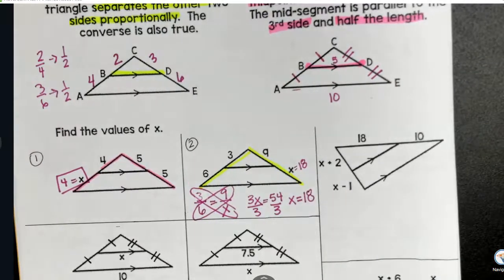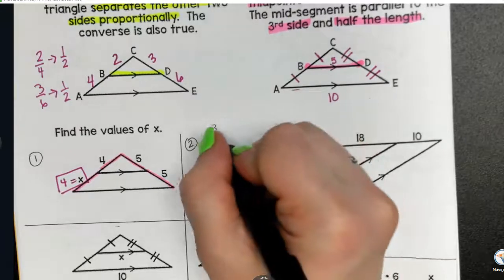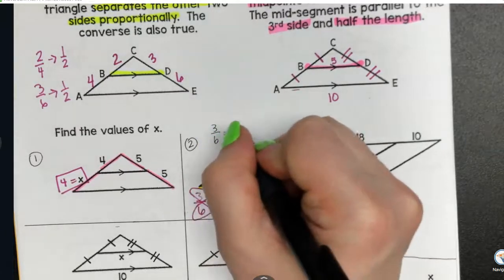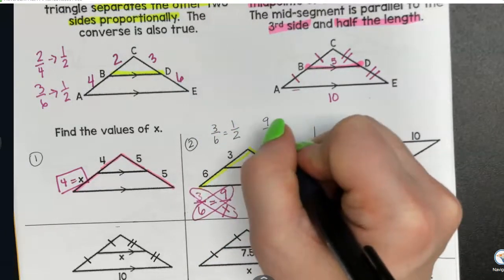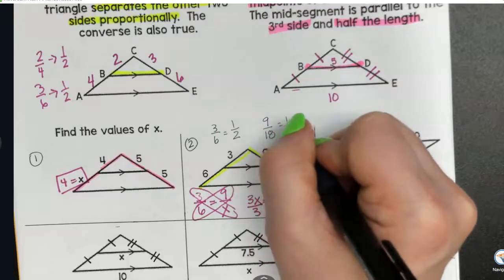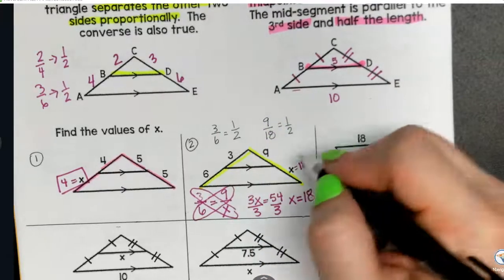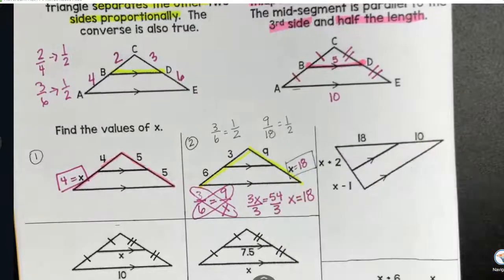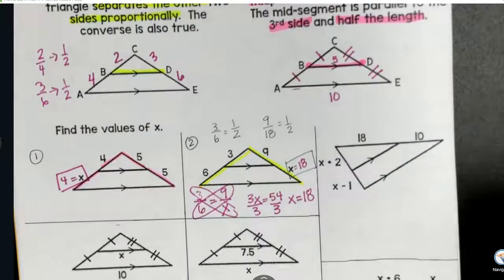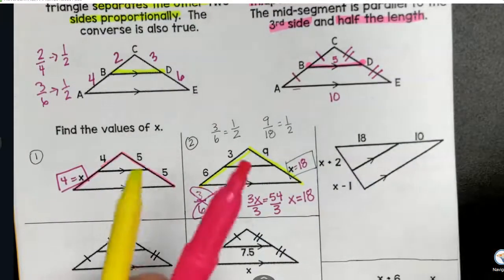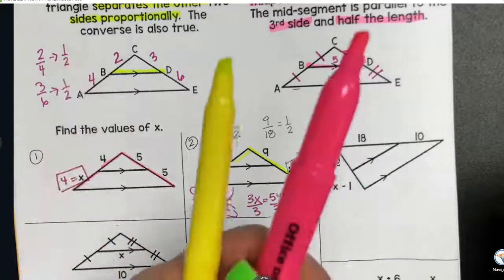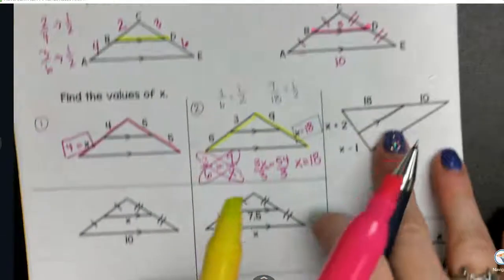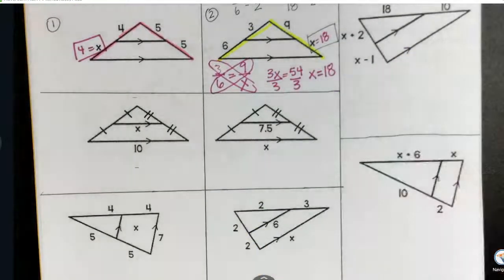Now, if you wanted to check your work, I'll go up here and say 3/6 reduces to 1/2. 9/18, that also reduces to 1/2. We did it right. Good job, us. Okay. So it's going to be important for you to recognize which situation you're dealing with. So I would encourage you to have some colors today.